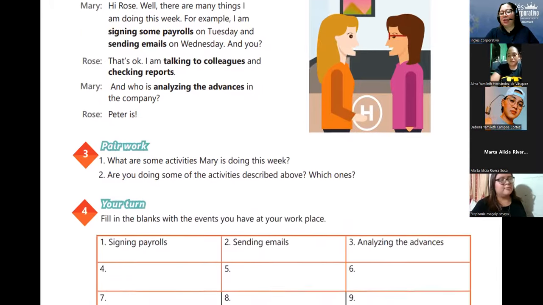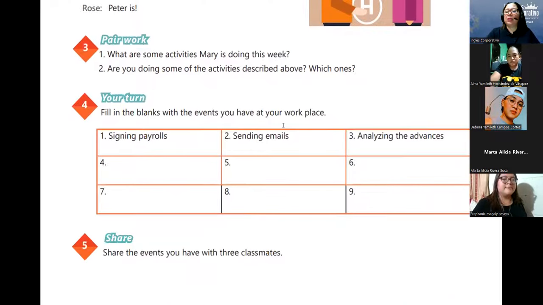Y vamos a hacer también de una vez esta que es de fill in the blanks with the events you have at your workplace. Ustedes tienen que agregar estas otras actividades, ¿sí? No importa que sean las de su compañero, pueden ponerlas acá, las suyas acá y las de su compañera acá, ¿ok? Ahí no va a dar ningún problema, ¿sí? La idea es completar el cuadro con este tipo de actividades, miren. Estos se llaman gerunds, ¿ok? Gerunds. Y se convierten en el nombre de la actividad, ¿ok?